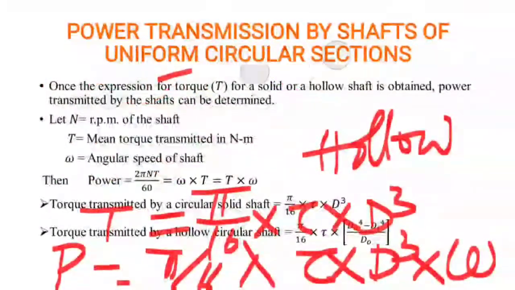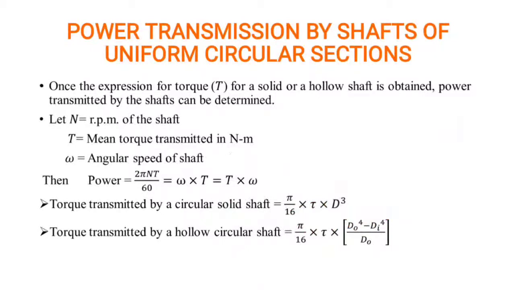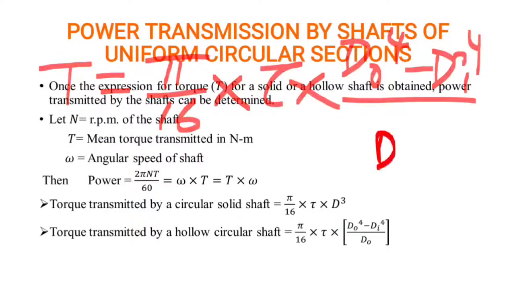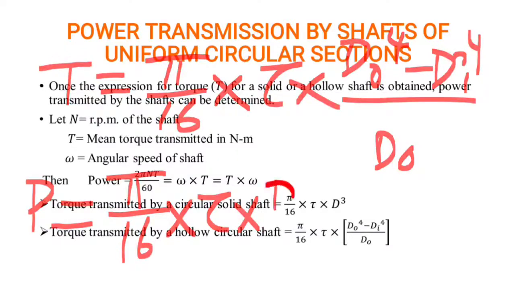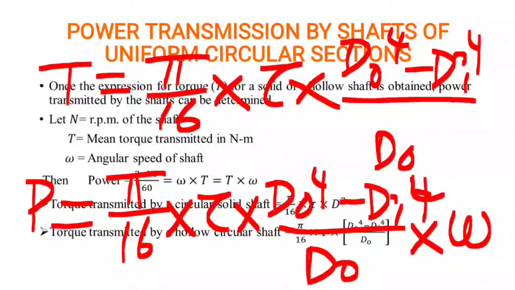The next case is the torque transmitted by a hollow circular shaft. For the hollow case, the torque value will be pi by 16 into tau into d naught power 4 minus d i power 4, divided by d naught. This is the formula for torque. But I need power transmission, so power transmission is equal to pi by 16 into tau into d naught power 4 minus d i power 4 divided by d naught, into omega. Omega will be 2 pi N by 60.